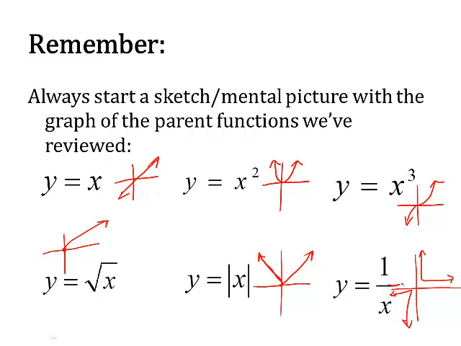The reason it makes the L's is because it has asymptotes. It has a horizontal asymptote, where y is 0, and a vertical asymptote, where x is 0. Those asymptotes are going to be really helpful when we do transformations, and I'll show you how to use them here in a little bit.